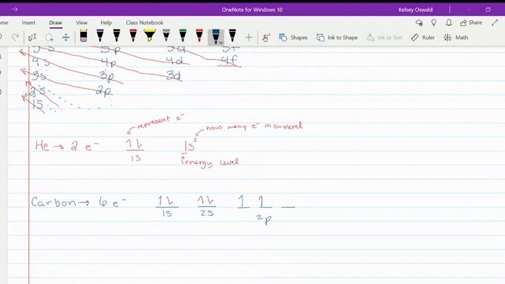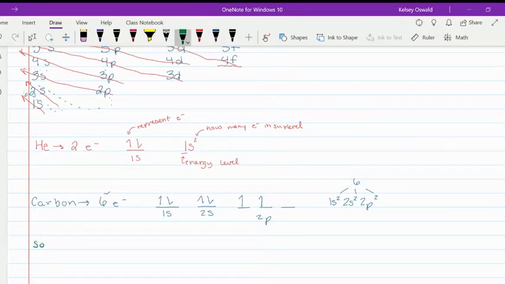Okay, so I can see here that I have 2 electrons in my 1s, 2 electrons in my 2s, and 2 electrons in my 2p. If I want to double check that I did this right, if I add each one of these exponents, that tells me how many electrons I have in each level. So here I have categorized a total of 6 electrons, which is how many electrons my carbon atom has. Okay. All right, let's look at another one.